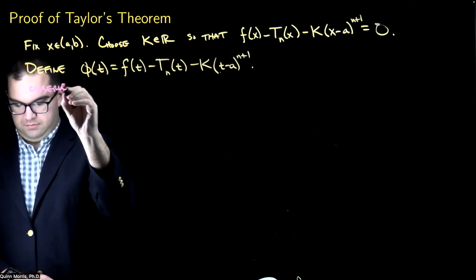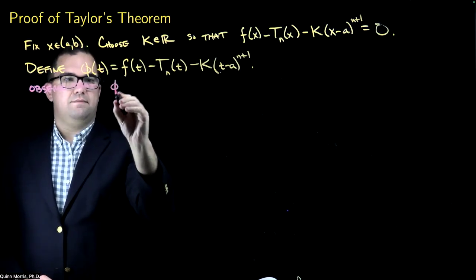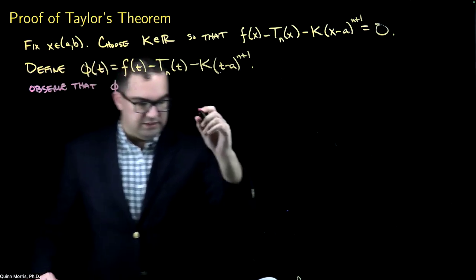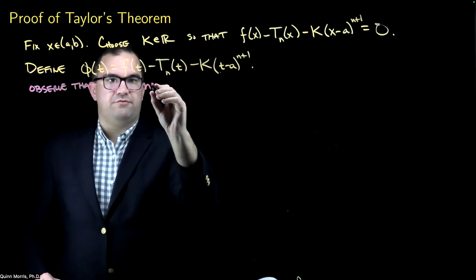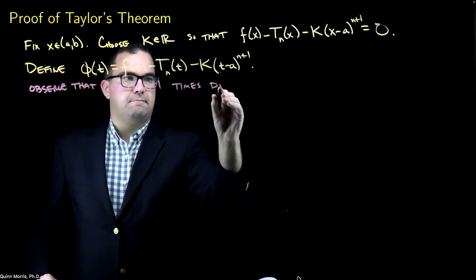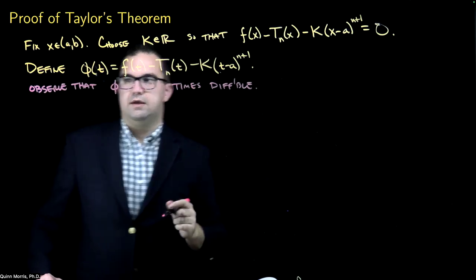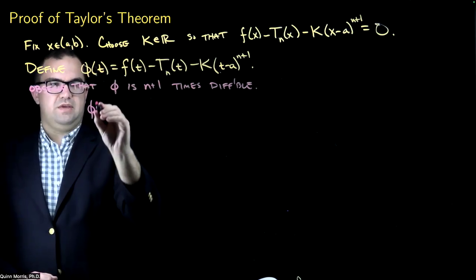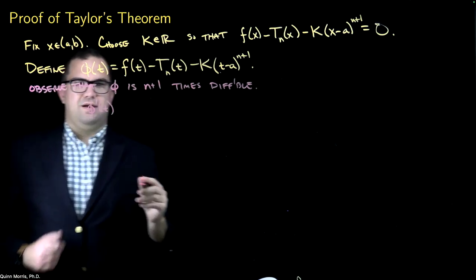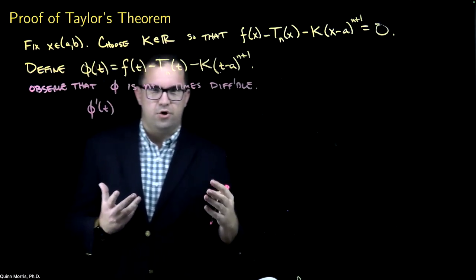The first is, observe that phi is n plus 1 times differentiable. Well, let's just calculate out a few. What is phi prime of t? How do I even know that? I'm saying this thing is true. How do I know that?